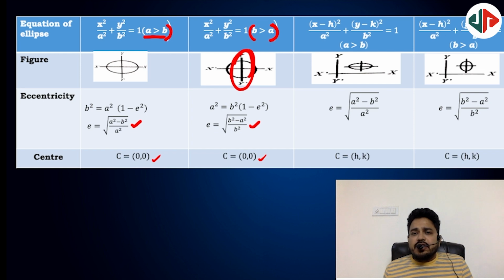Here, instead of the center at the origin, we have taken the center at h comma k. The eccentricity of this one and of this one will remain the same. The only thing is the center is at h comma k. You can shift the origin to h comma k. This will be reduced to this form, and similarly, the second one is reduced to this.